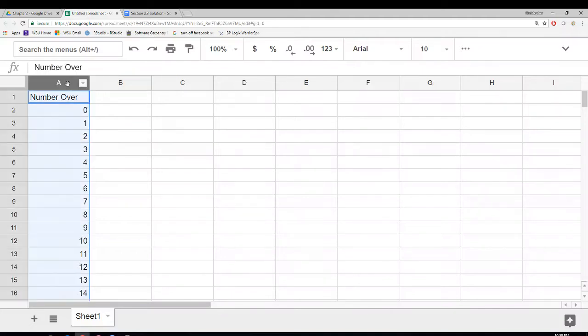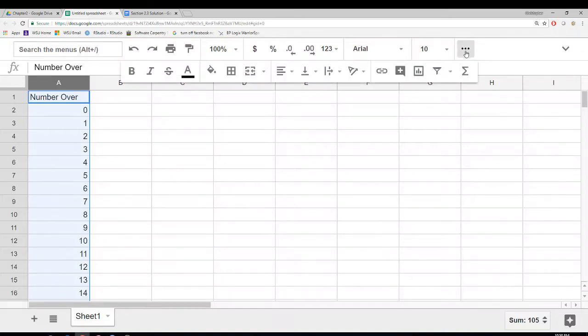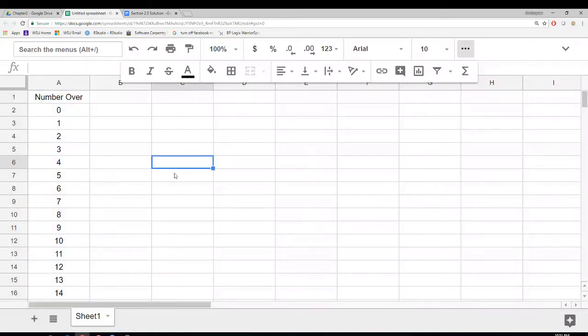I can edit this if I want to center these numbers and make it look pretty. You can do that if you want, but you certainly don't have to. Now let's go ahead and obtain the binomial probabilities. So let's label that binomial probabilities.